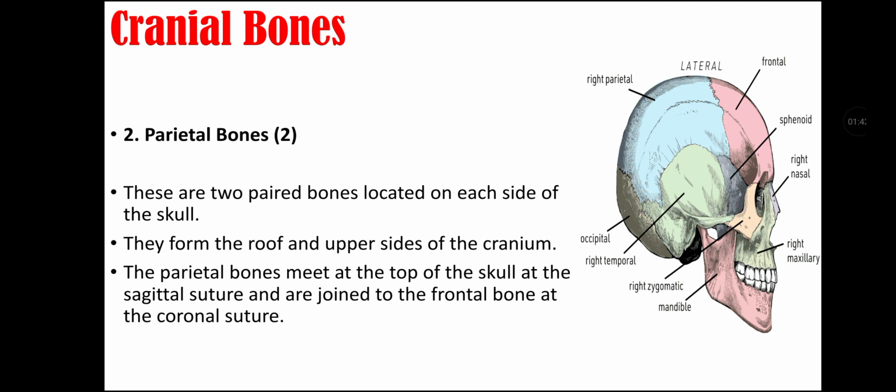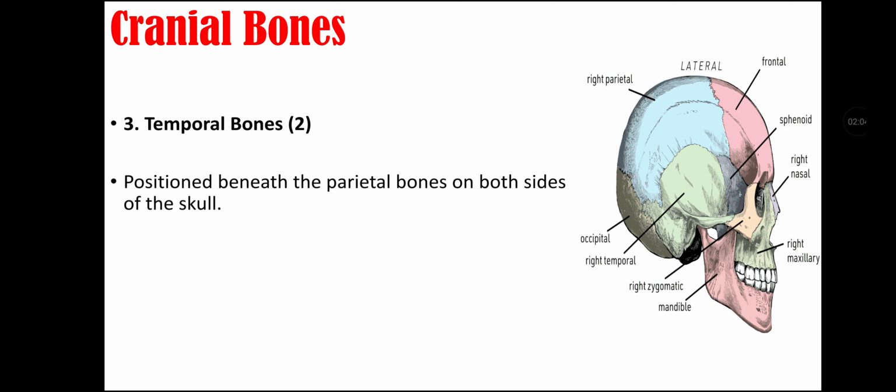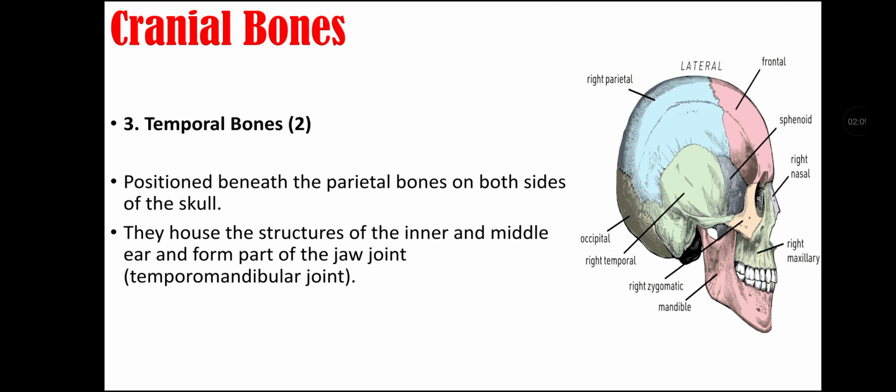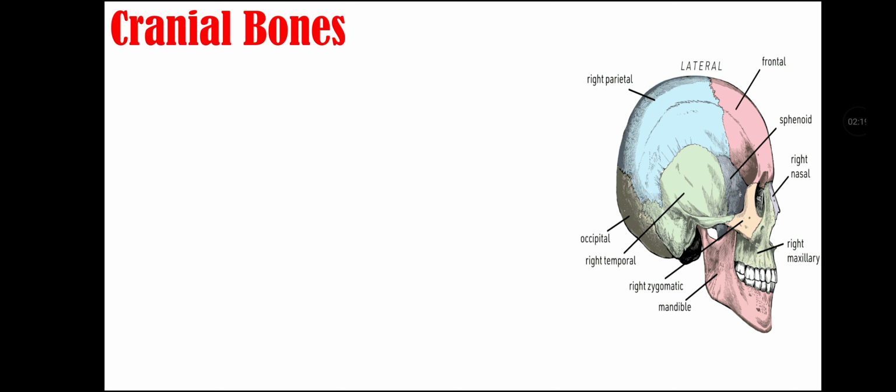The parietal bones meet at the top of the skull at the sagittal suture and are joined to the frontal bone at the coronal suture. Next cranial bone we have is the temporal bone. Here you can see the green color bone just below the parietal bone is the temporal bone. It is also a paired bone, that means there will be two temporal bones in every skull. It is positioned between the parietal bones on both sides of the skull. They house the structures of the inner and middle ear and form part of the jaw joint, that is also called the temporomandibular joint. These bones also contribute to the base and sides of the cranium.